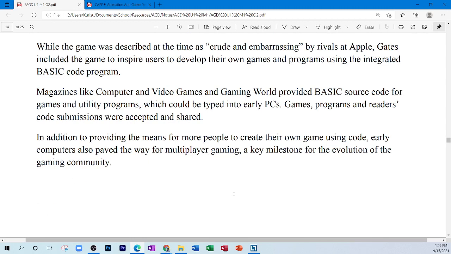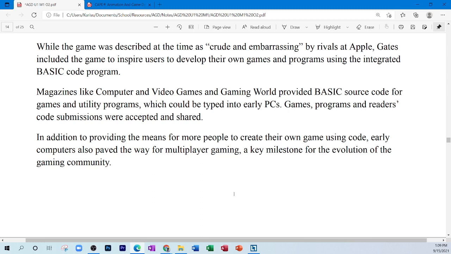Whilst the game was described at the time as crude and embarrassing by rivals at Apple, Gates included the game to inspire users to develop their own games and programs using the integrated BASIC program. Magazines like Computer and Video Games and Gaming World provided basic source code for games and utility programs, which could be typed into early PCs. Games, programs, and readers' code submissions were accepted and shared.